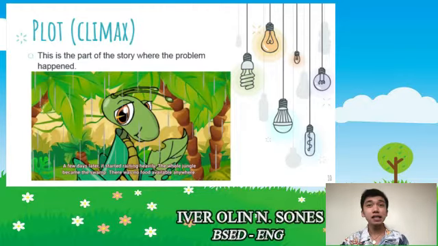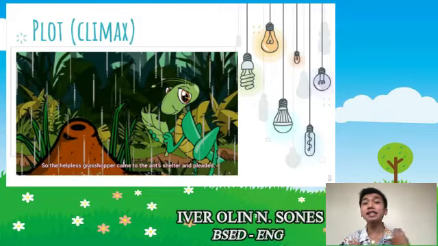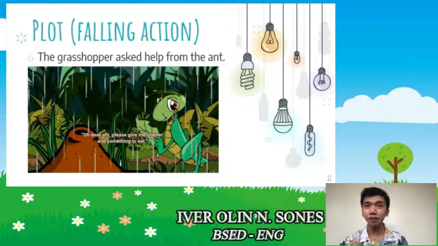The climax, this is the part of the story where the problem happened. In this scenario, it was shown that the whole jungle became a swamp because of the heavy rain and there was no food everywhere. We might wonder where the two characters are and how they are doing at this time. Here comes the exciting part. Let us see if the ant will be able to give help to the grasshopper who laughed at her during spring season while she was working.